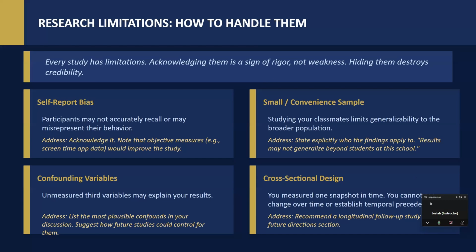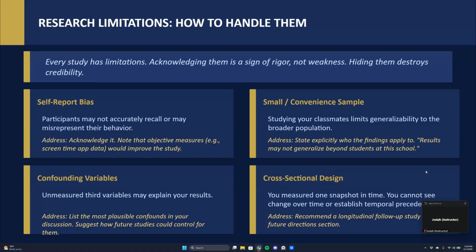And the next one is cross-sectional design. You measure one snapshot at a time. You cannot see change over time. You have to have an overall time period when you take these samples.